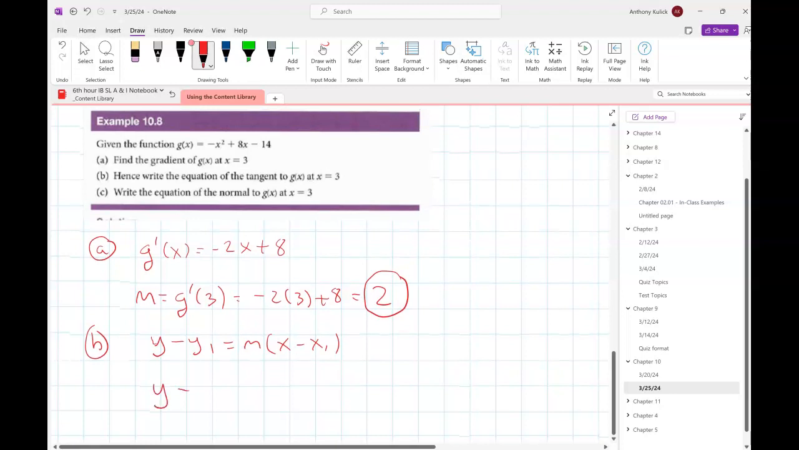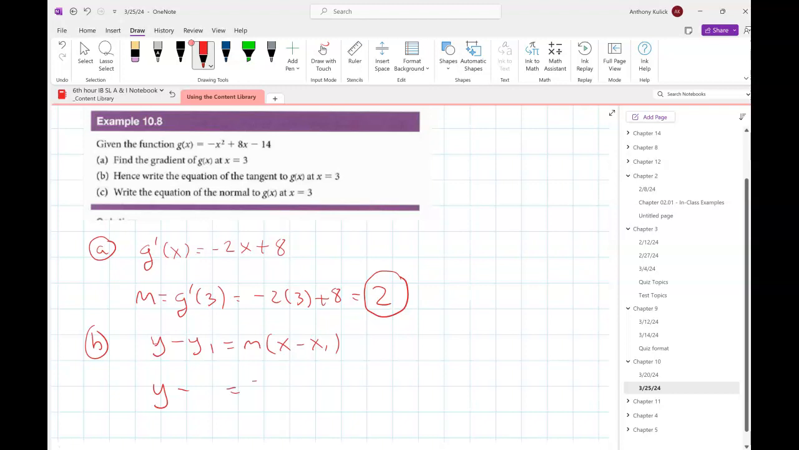So we have y minus y1. How do I find y1 though? We're not given that, are we? How do I find y1?